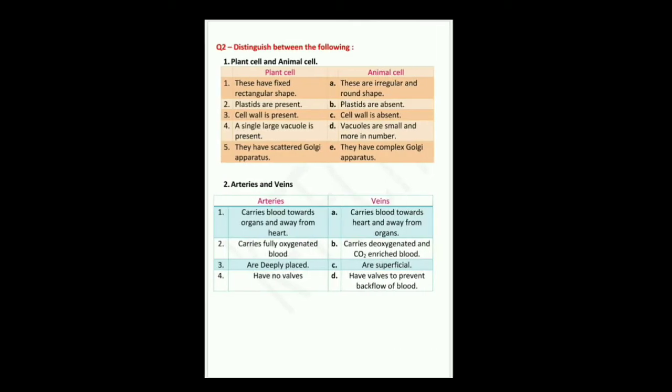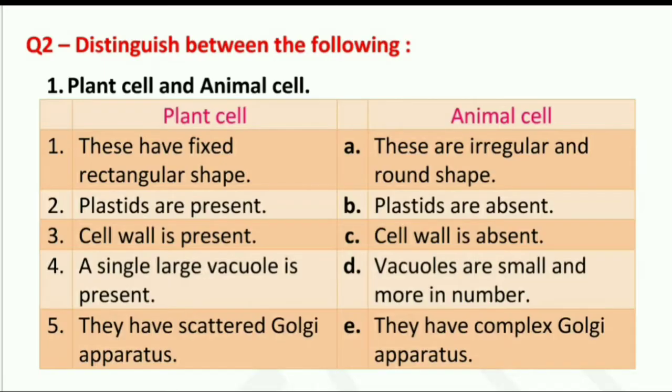Question number 2. Distinguish between the following. So children, here we need to find the difference between the given. So the first one is plant cell and animal cell. Let's see the distinguish between them. The first point, in plant cell, they have fixed rectangular shape. Animal cell, these are irregular and round shape.